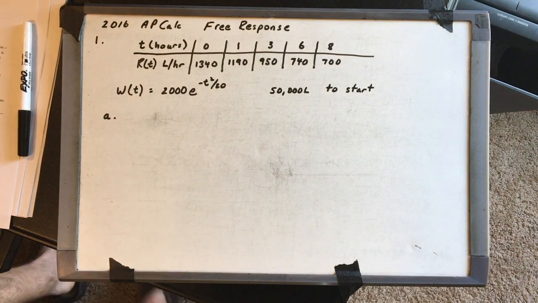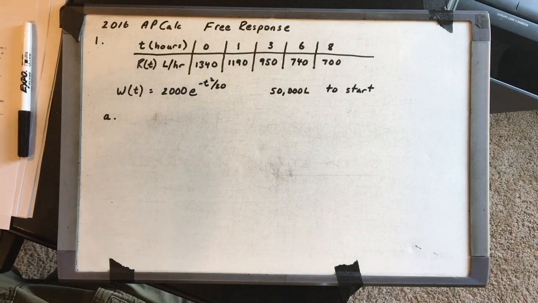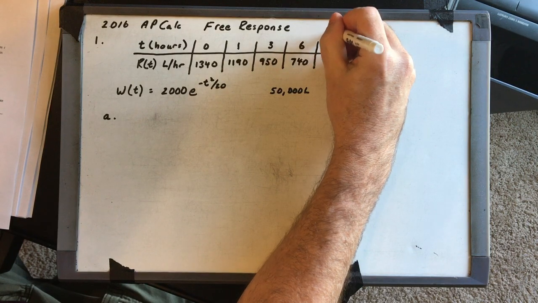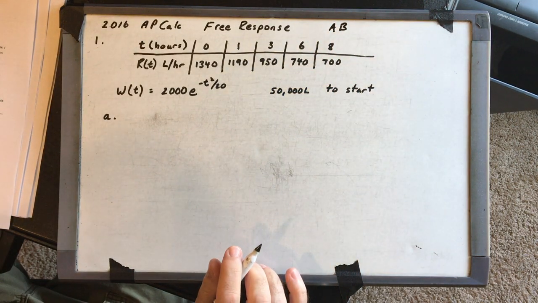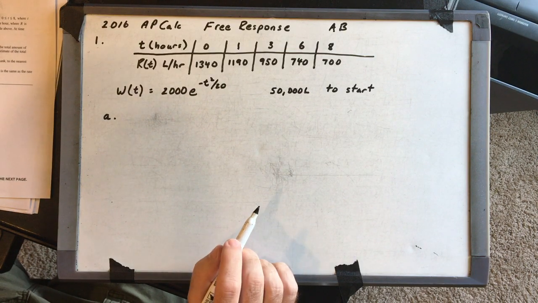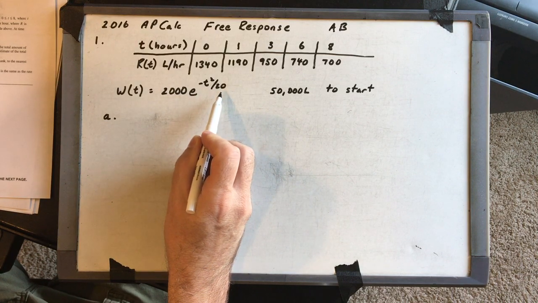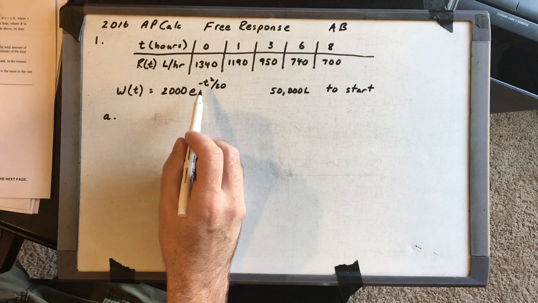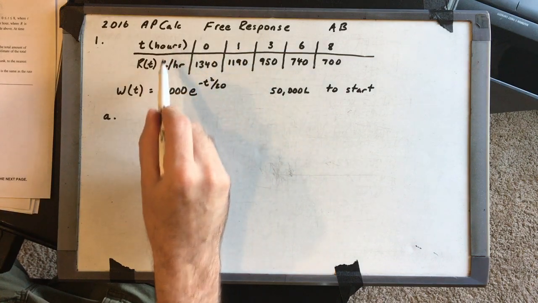Okay, this is the 2016 AP Calculus AB free response test. This is the actual test that was given. We'll start with number 1. It says water is pumped into a tank at a rate modeled by W of t equals 2000 e to the minus t squared over 20. So that's the rate it's pumped in, and it's removed from the tank based on this table of values.